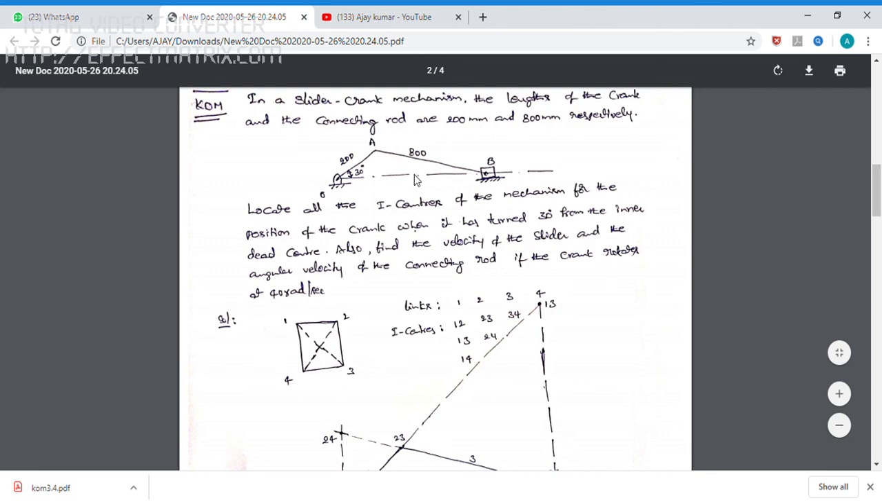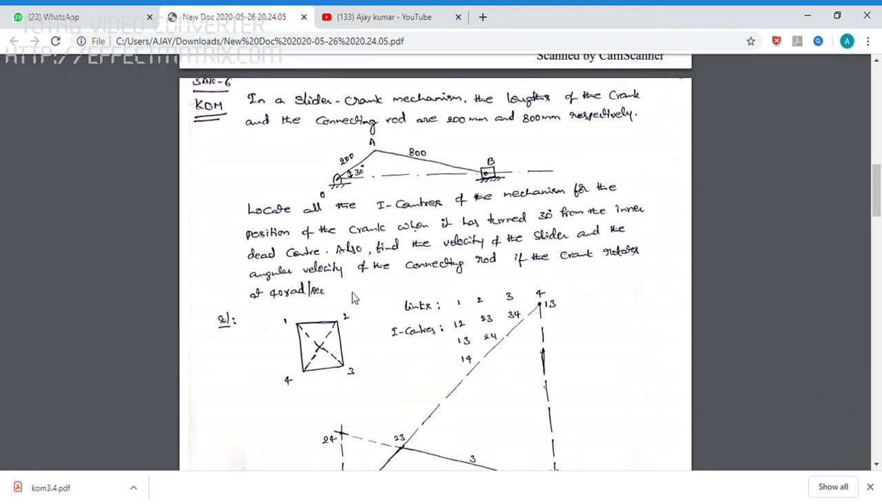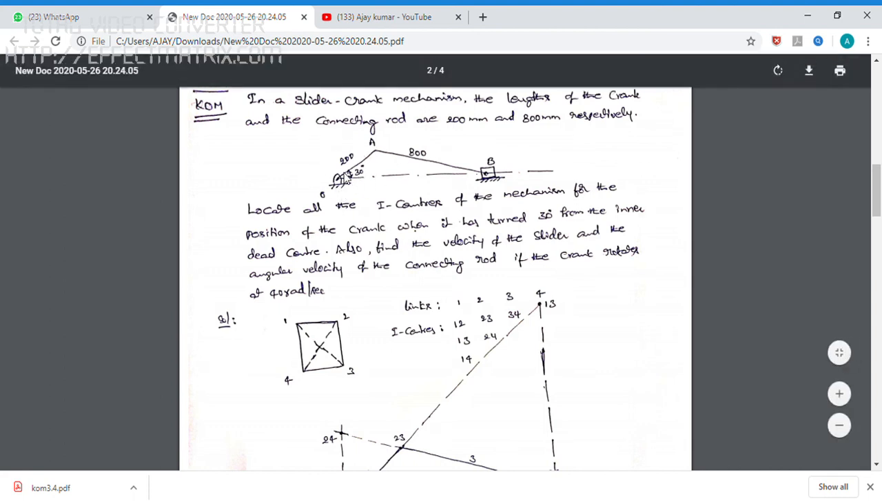Now also find the velocity of the slider and the angular velocity of the connecting rod if the crank rotates at 40 radian per second. That is the crank angular velocity they have given indirectly. Now first of all, we have to locate the instantaneous centers for this particular position. Here in this diagram, I have drawn the total diagram once again below.